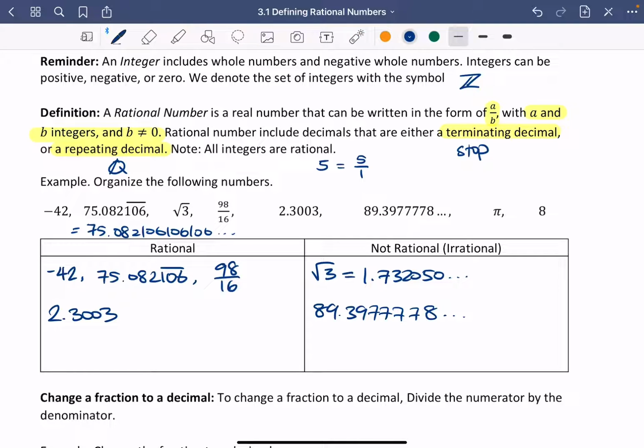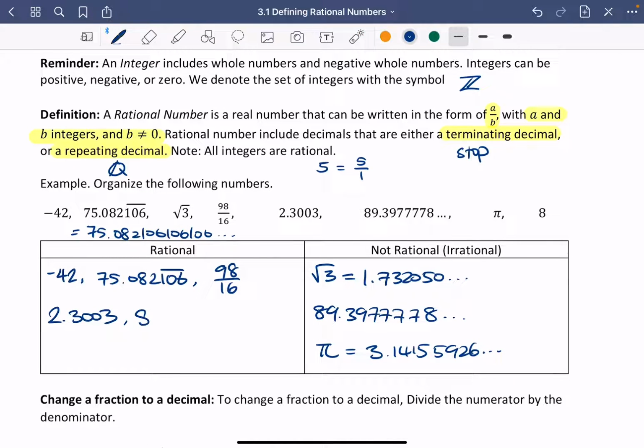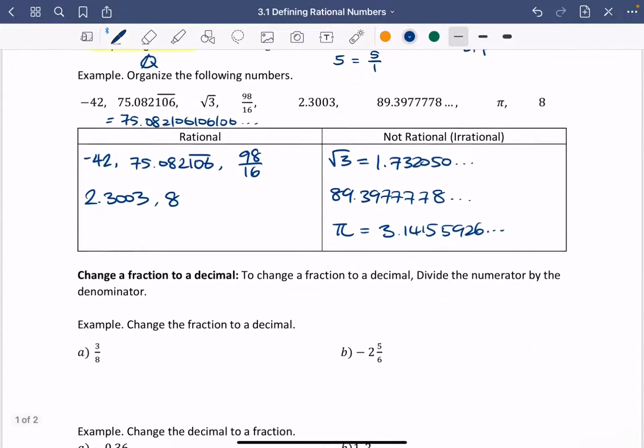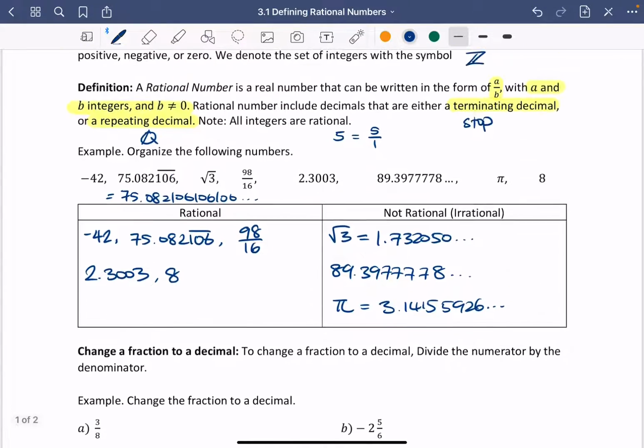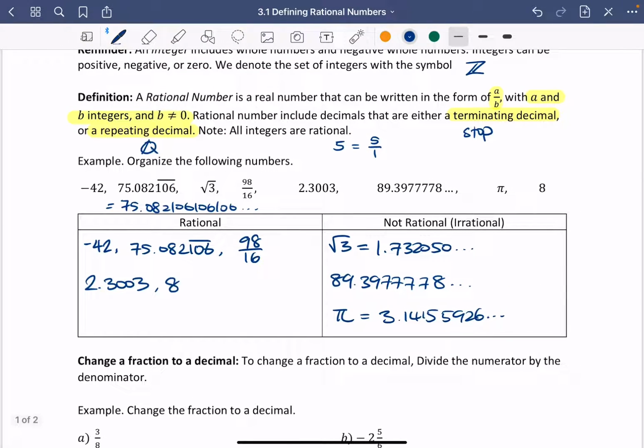Next one, pi. Pi, again, not rational. Pi is 3.14159265, etc. Not ending, not terminating, and not repeating. You don't see any pattern, so it's not a rational number. It's irrational. Okay, and the last one, 8, an integer, so it's a rational number. Okay, so that's the definition of rational numbers and irrational numbers.